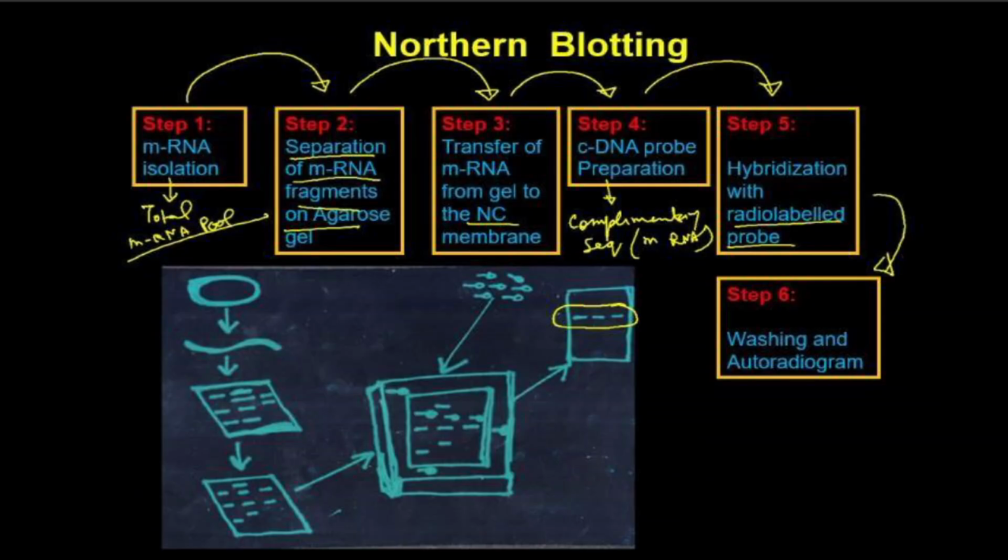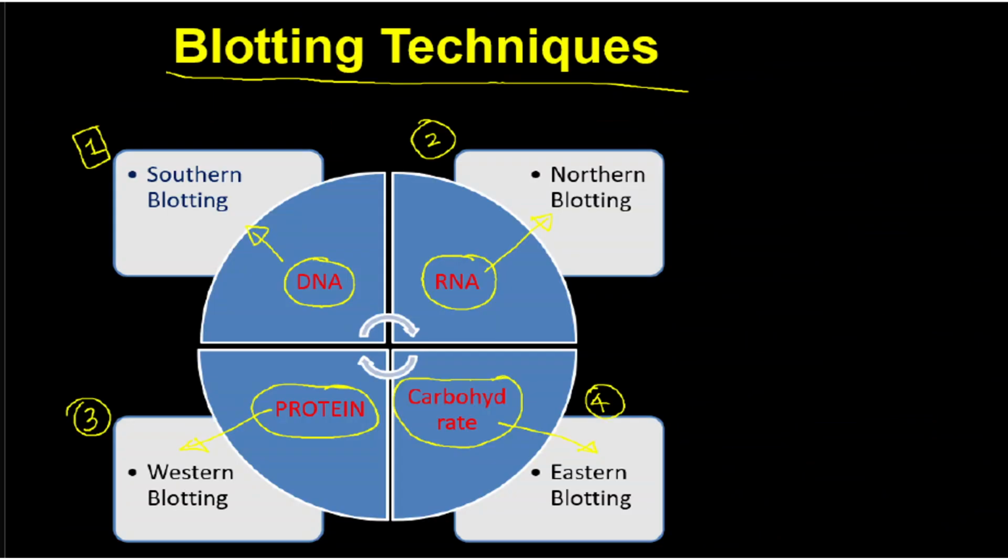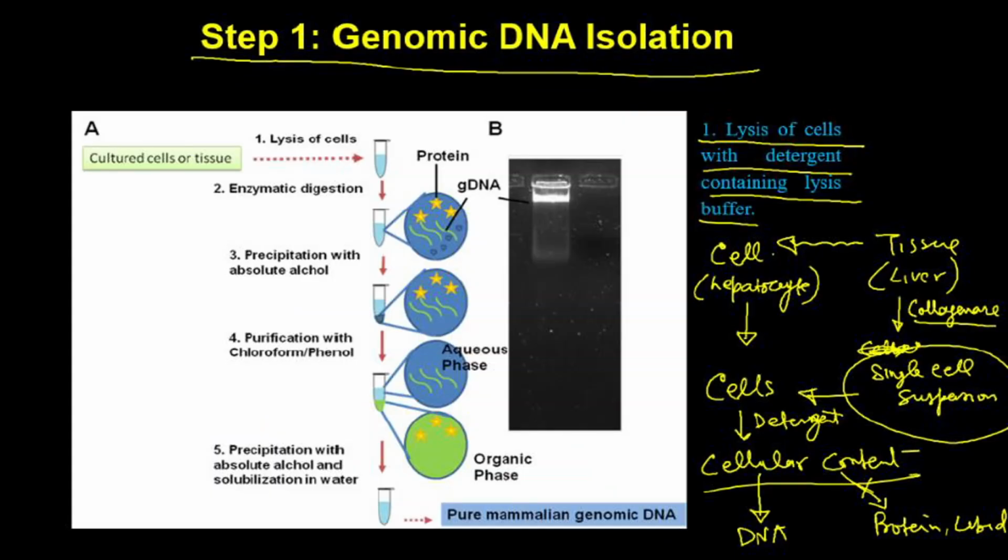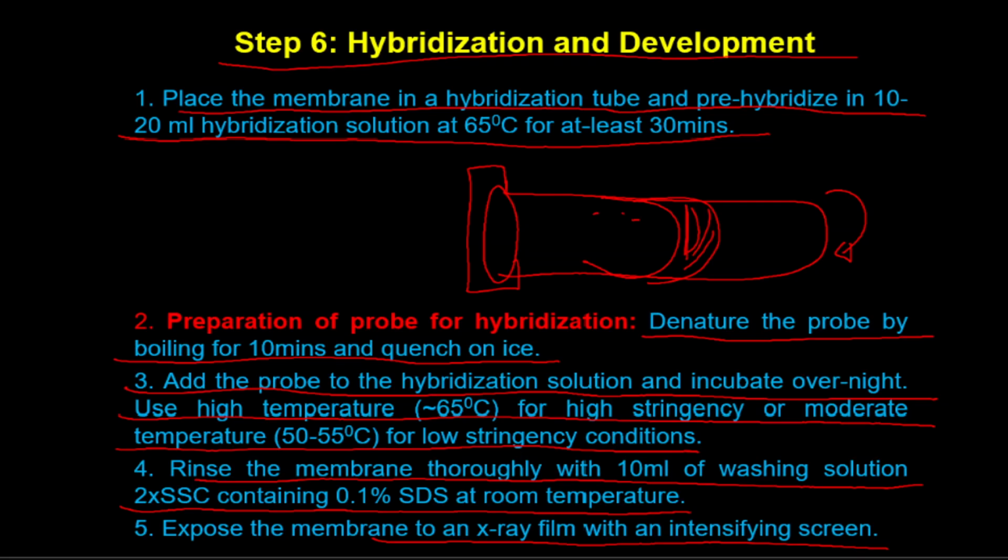Okay. Next is the northern blotting. So northern blotting, as I've already told you, is used for RNA, to study the RNA.